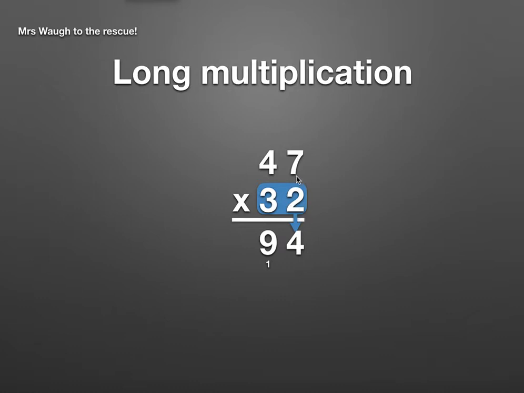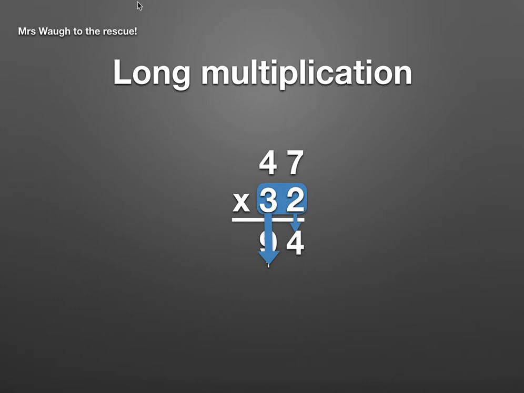What you're going to do now that you've finished with the 2, you're then going to multiply by 3, but you're not multiplying by 3, you're multiplying by 30. And because you're multiplying by 30, your answer to that row of numbers is going to have to go directly below this tens column. And because it has to go in there, it means that there's going to be a gap in here.